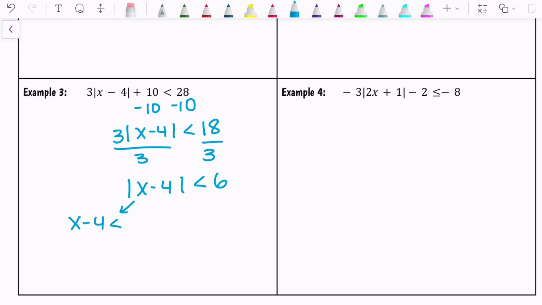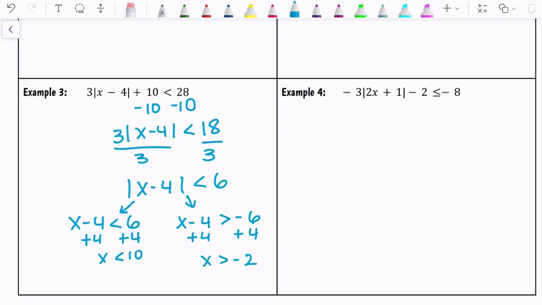I set it up the way that it's written without the absolute value, and then I'm going to do the same thing, but I'm going to flip the symbol and change the sign of the right side. So I changed it to greater than and then -6, and then I just solve away. +4 +4, x is less than 10, +4 +4, x is greater than -2.